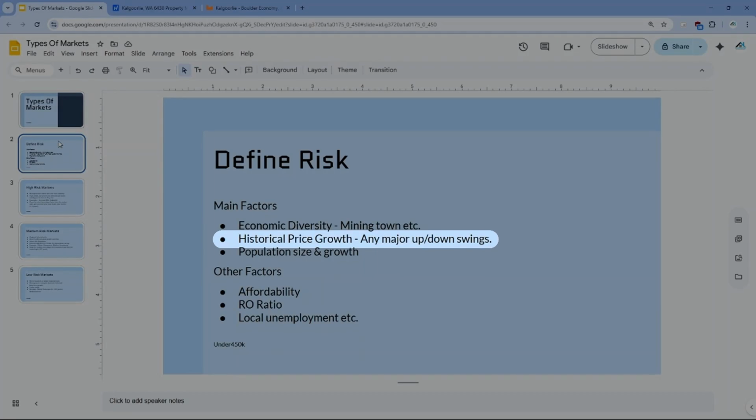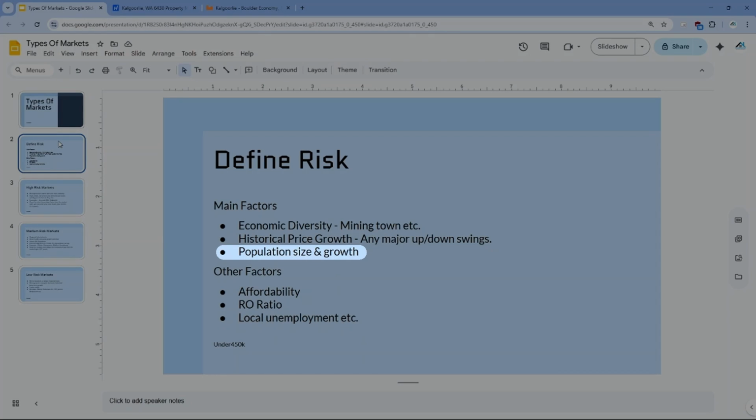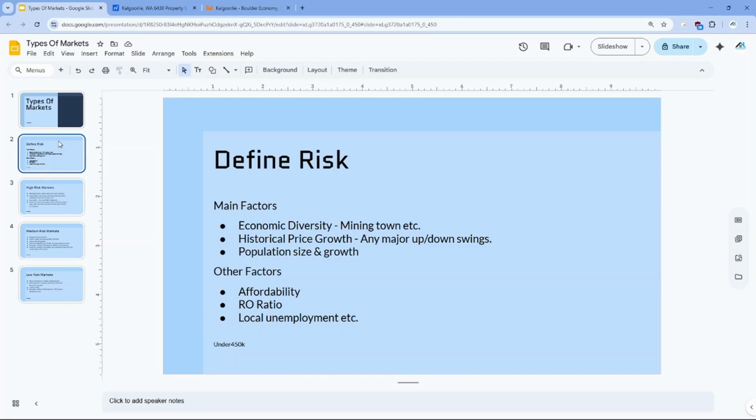I'll also look at historical price growth, as well as population size and the growth it has been having over its lifetime. Now, there are some other factors that people consider into risk, like affordability, renter to owner occupier ratio, local unemployment, and you can adjust it however you like. But for me personally, when I analyze properties, the most critical factors I look at are the top three: economic diversity, historical price growth, and population size and growth. It helps me define these markets into categories so I can quickly understand what sort of market I am looking at. So the first one I want to go through is high risk markets.